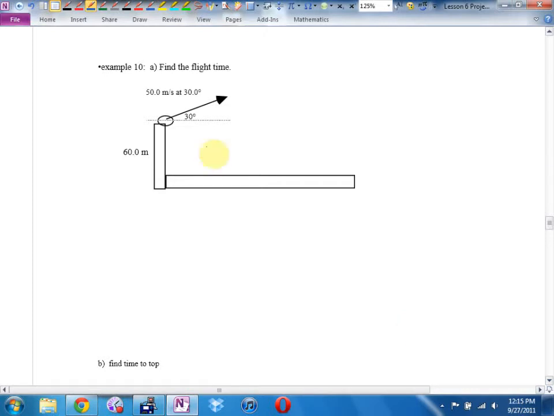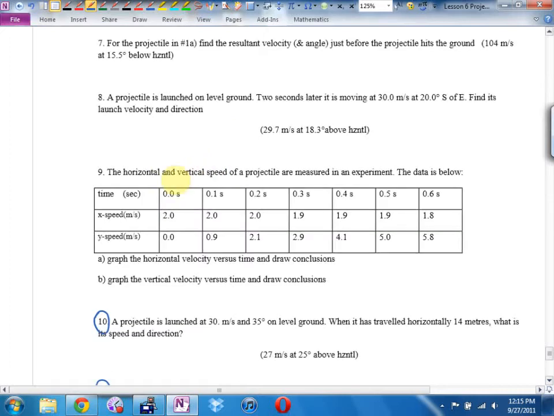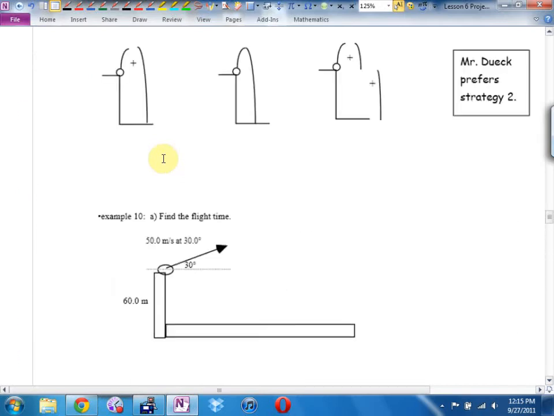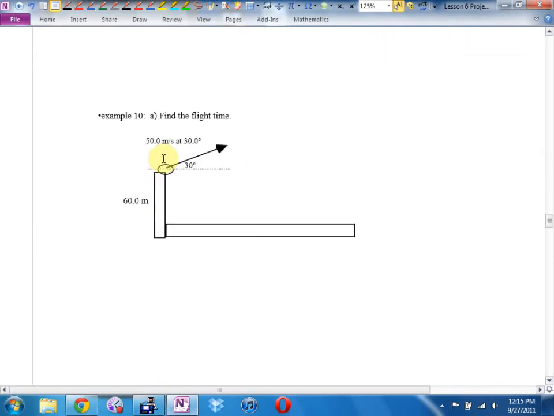I'm going to do this over here. I'm going to try and do it with a straighter line than that. Let's try that again. Back to here. There's the 50, and I'm going to break that up into horizontal and vertical.